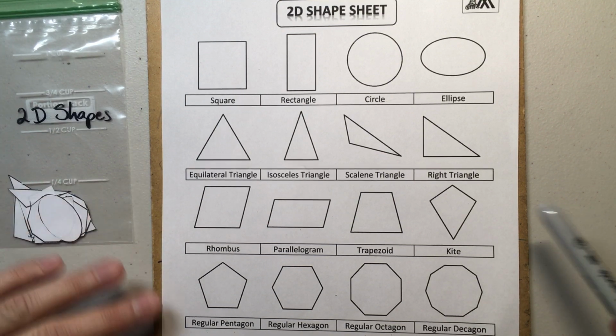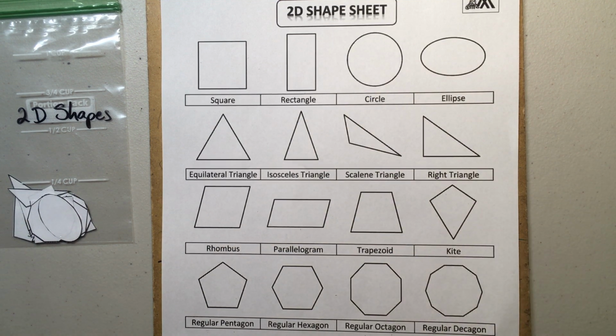Looking at this, the next thing I'm going to teach is the idea of what a polygon is, because all of these are polygons except two shapes. Two shapes are not polygons. Do you know which ones aren't polygons?